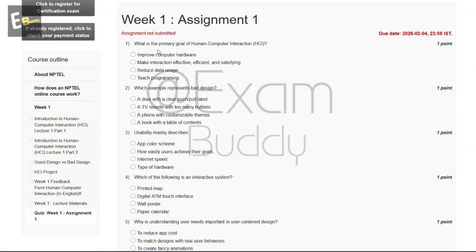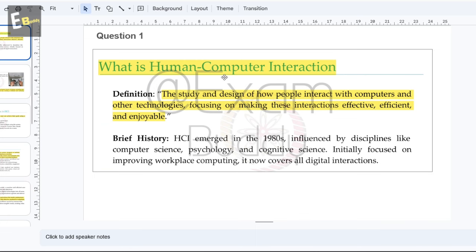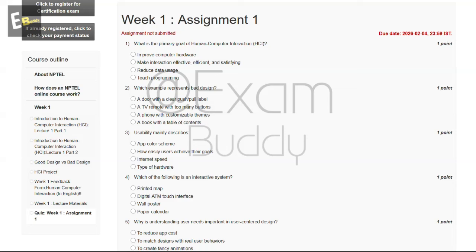So the first question is, what is the primary goal of human computer interaction? So these are the options, and now let's check the explanation. So explanation says, what is human computer interaction? The study and design of how people interact with computers and other technologies, focusing on making these interactions effective, efficient and enjoyable. So the answer of our first question is B. Make interaction effective, efficient and satisfying.